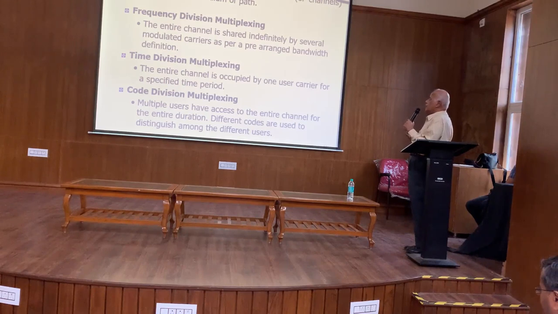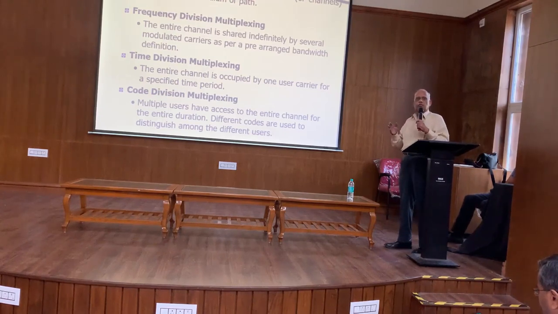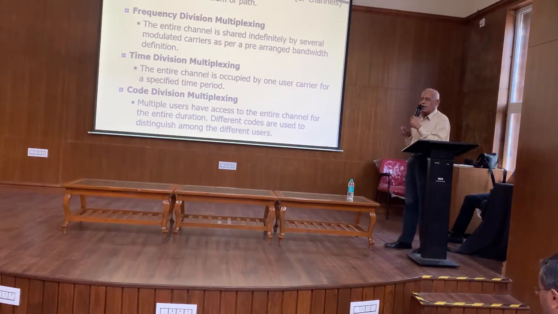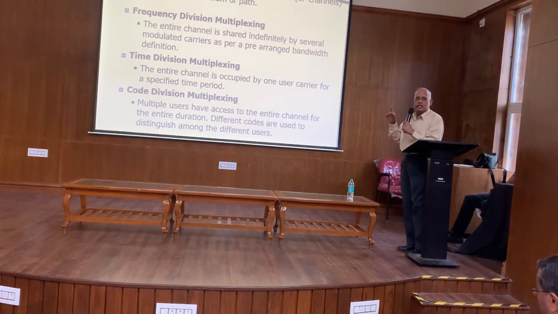Here we have frequency division multiplexing, time division multiplexing, and code division multiplexing. In the first one, the entire channel is shared indefinitely. You assume some wide bandwidth, and in that wide bandwidth you bifurcate the bandwidth into 5, 10, 20 segments like that. You allot each smaller segment to one user. He uses that band indefinitely. Of course, it will be a modulated carrier, not a baseband signal. So each of the pre-assigned slots will be occupied by one user. One user means one modulated carrier.